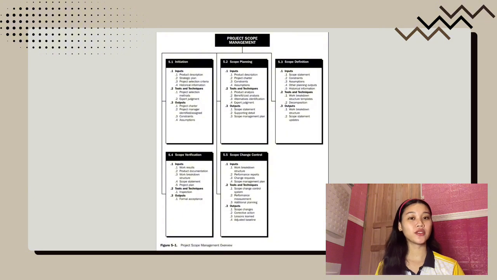This figure shows the overall framework of project scope management. It presents the 5 major processes involved in managing the scope of a project. Each process includes inputs, tools and techniques, and outputs which help guide the project from the beginning until completion. These processes are connected and work together to ensure that the project includes all the necessary work and avoids unnecessary tasks.